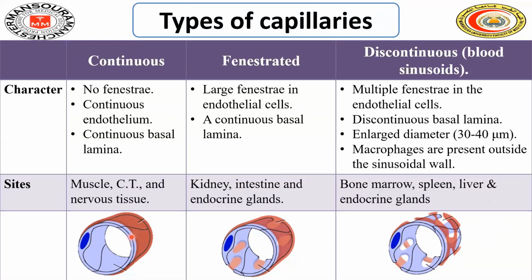Both layers of the capillaries are continuous layers: continuous endothelium and continuous basal lamina. This is the first type. Let's shift to the second type.